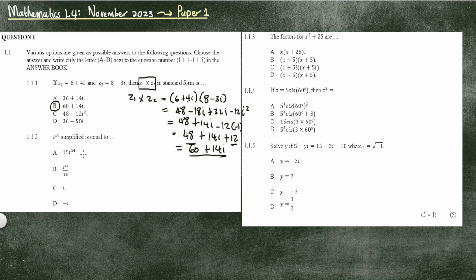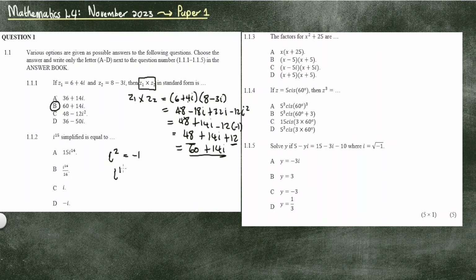Alright, for 1.1.2, it's the i properties. So we know that i squared is equal to minus 1. So we'll have to try to break down the i raised to exponent 15 to a point where I can simplify the i. Hopefully that makes sense, but let me show you what I mean.